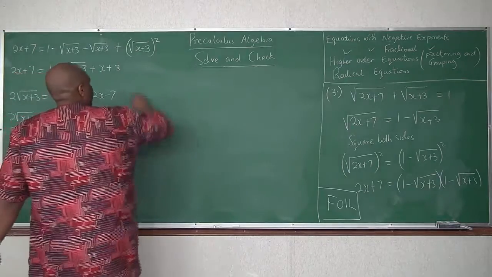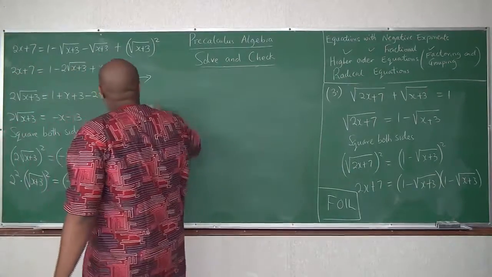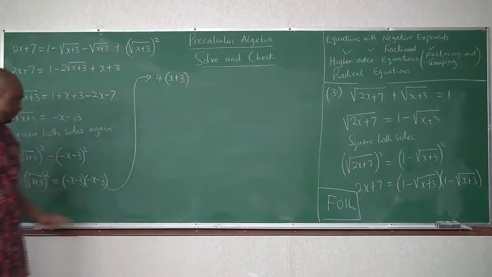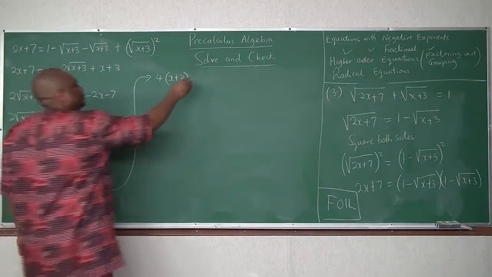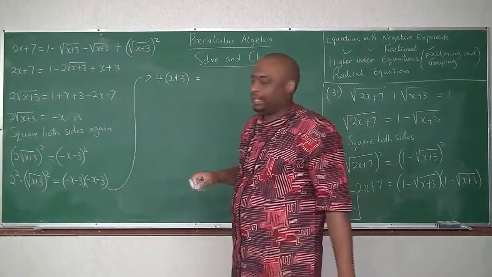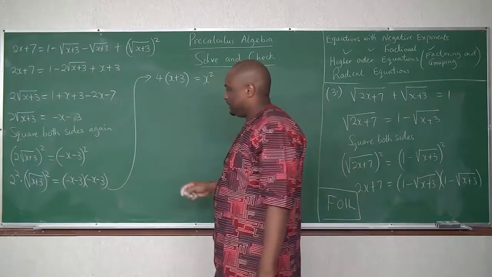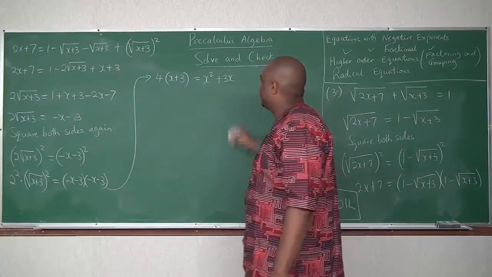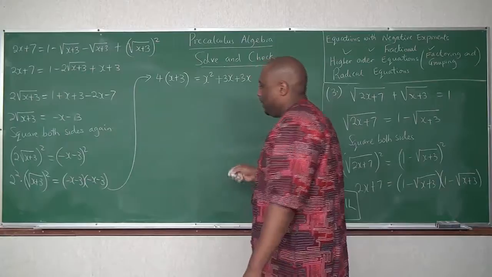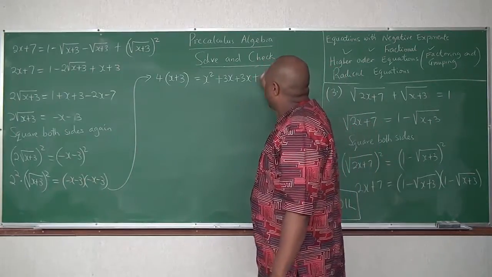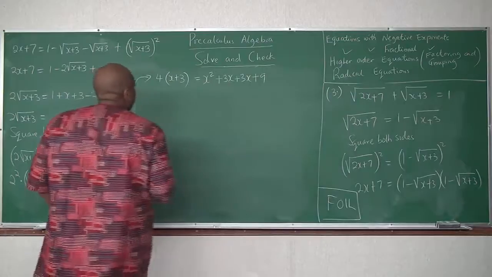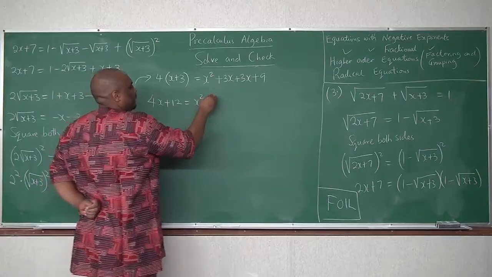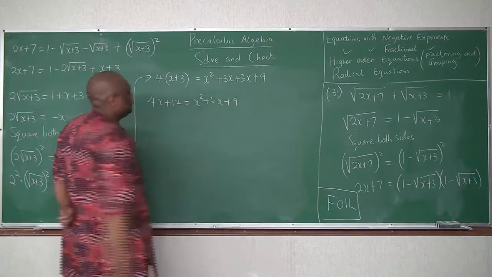Okay, so this will be 4 times x plus 3 equal to minus x times minus x is x squared, minus x times minus 3 is plus 3x, minus 3 times minus x is plus 3x, minus 3 times minus 3 is plus 9. So we got here 4x plus 12 is equal to x squared plus 6x plus 9. Okay?